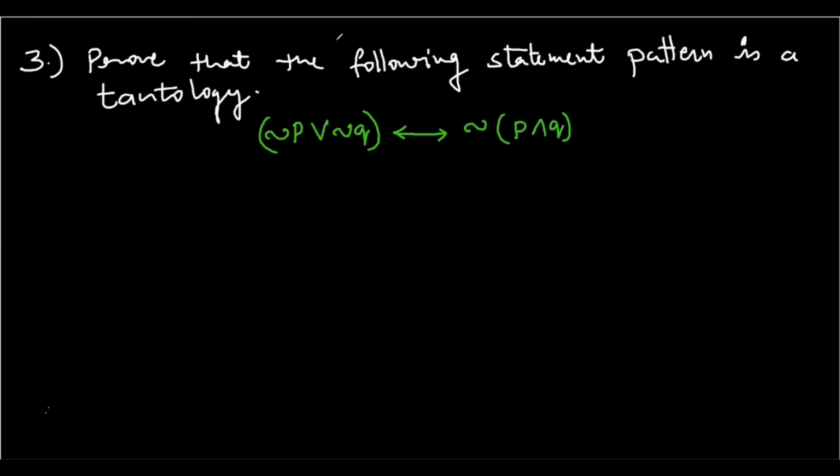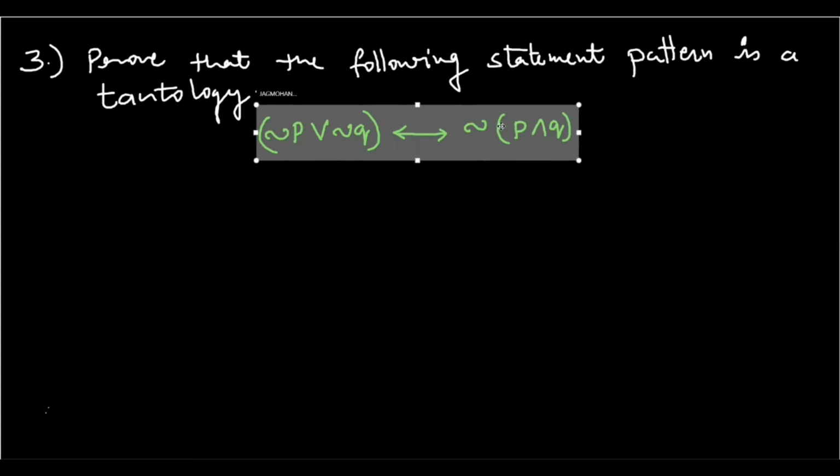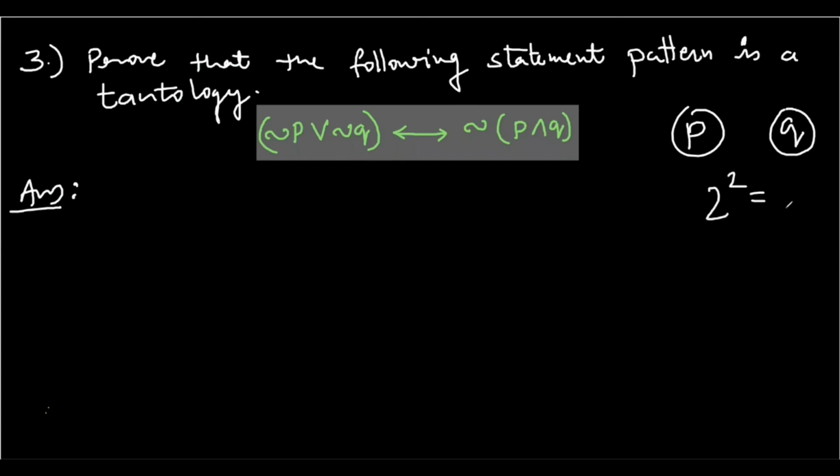Students, since we have to prove that this statement pattern is a tautology, what we will have to do first is prepare the truth table. So the answer will begin here. How many component statements do I have? The answer is 2. One is P, the other is Q. So how many rows will I get? I will get 2 raised to 2, that is 4 rows, to prepare for the truth table.